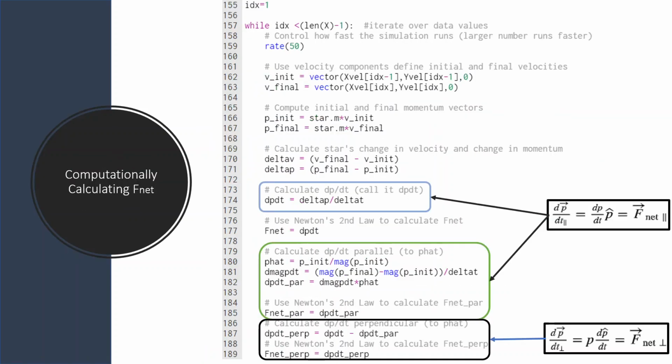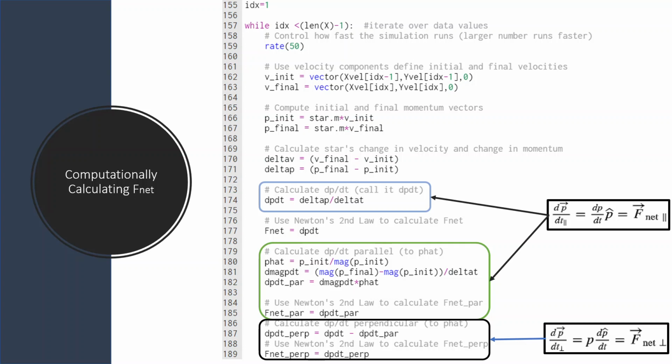To calculate the net force, I first calculated the list of initial and final velocities and found the initial and final momentum by multiplying the star's mass by the initial and final velocity respectively. Afterwards, I calculated dp over dt by dividing the change in momentum by the change in time, and because of what we learned earlier, dp over dt is equal to F net.